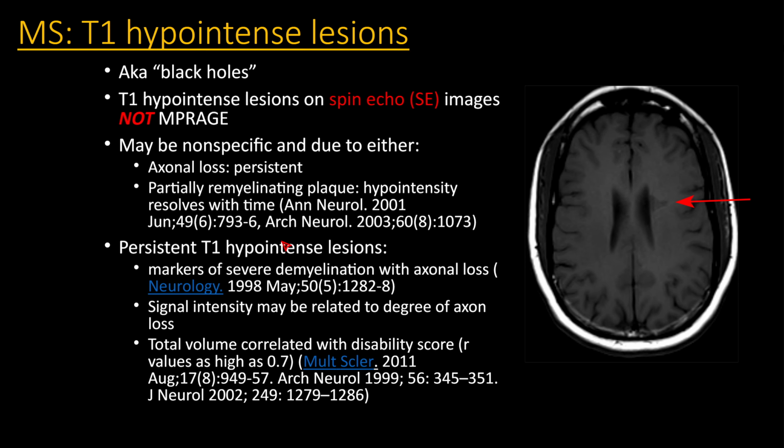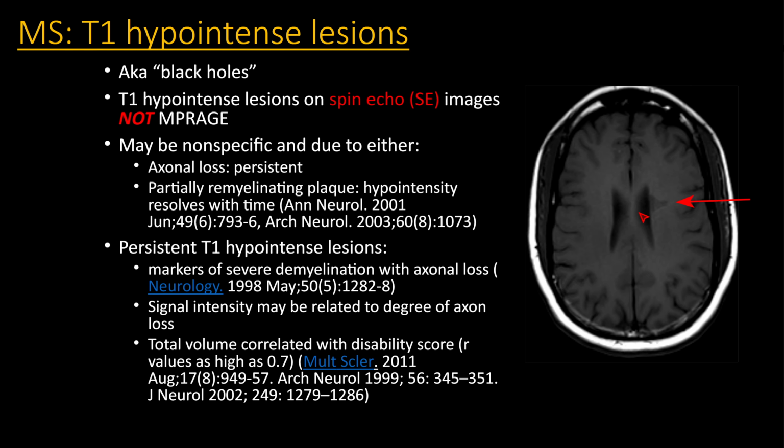So when you have the persistent T1 hypointense lesion, that's what most people are really referring to when they talk about these black holes. Those are markers of severe demyelination with axonal loss. The degree of signal intensity may be related to the axonal loss, and importantly, the total volume of these T1 hypointense lesions has a much better correlation with your disability score as a result of MS compared to things like FLAIR.